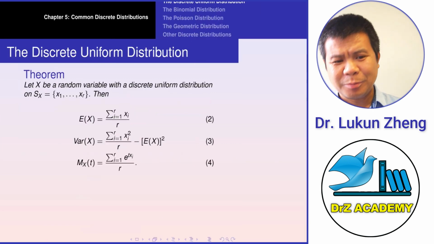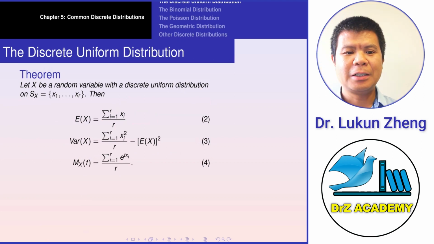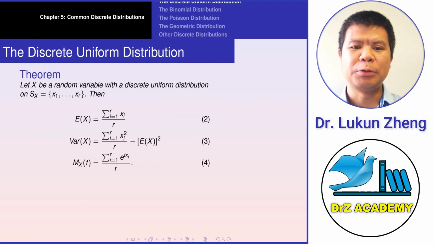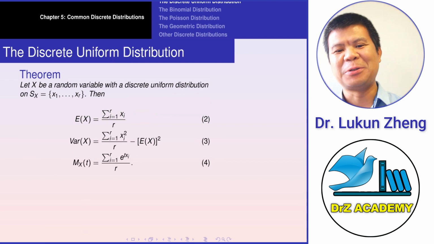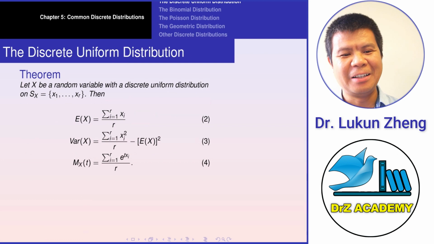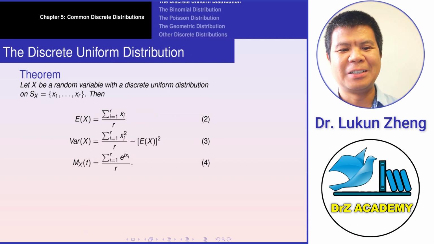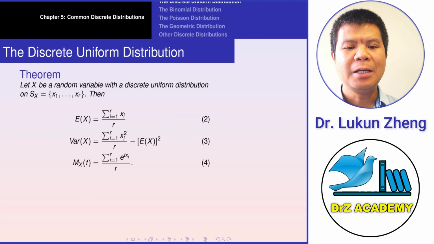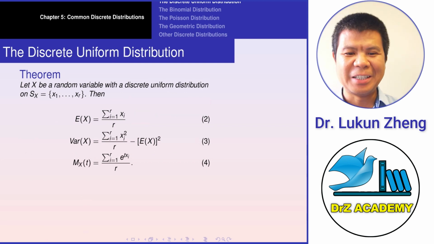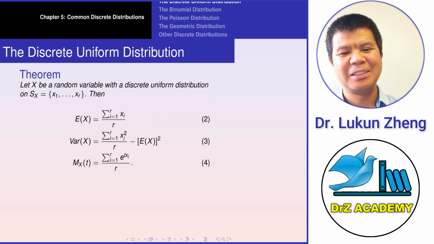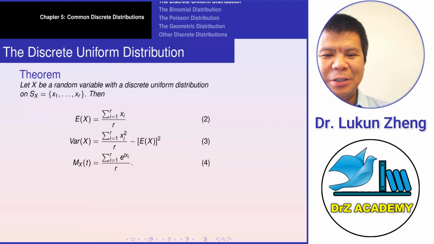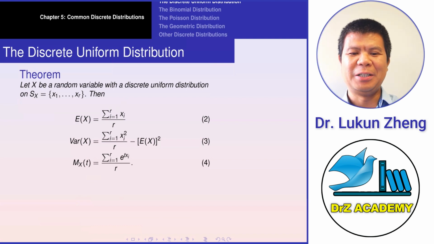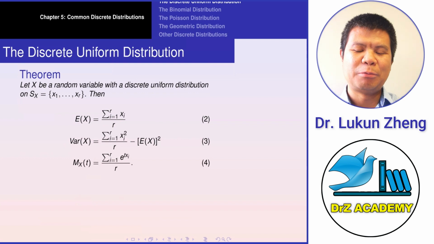Now let's see this theorem about discrete uniform distribution. Let x be a random variable with a discrete uniform distribution on this support, x1 through xr. Then we have the following: the expectation, the variance, and the moment generating function. It's very easy to prove.